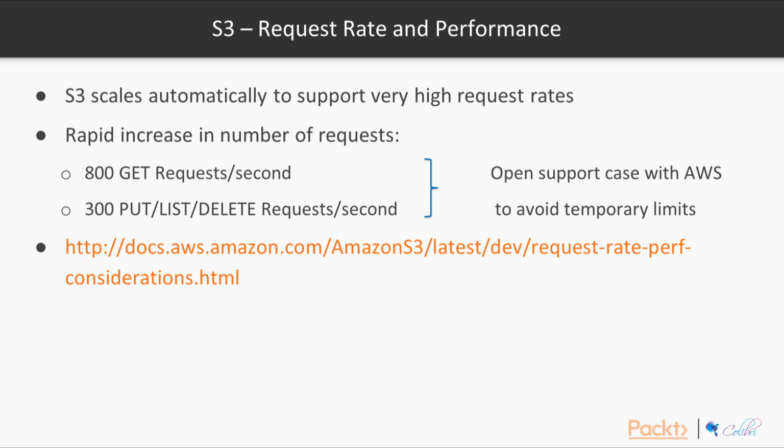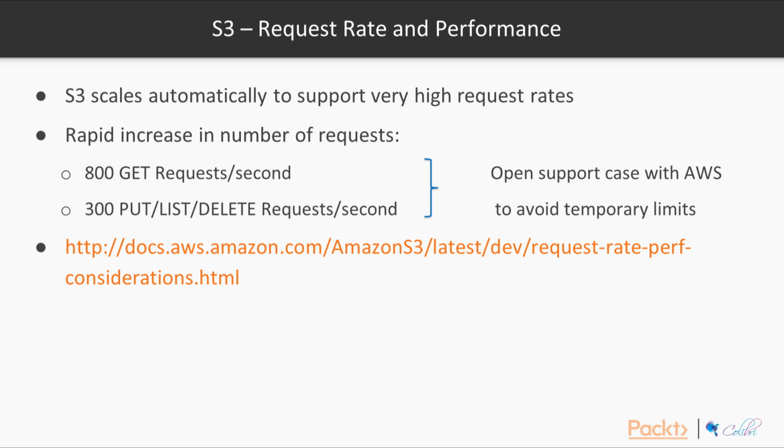In terms of request rate performance, Amazon S3 will scale automatically to support a very, very high number of request rates, up to 800 GET requests per second without opening a support ticket with AWS. If you plan to scale beyond 800 GETs per second or more than 300 puts and deletes per second, you should open a support case with AWS.